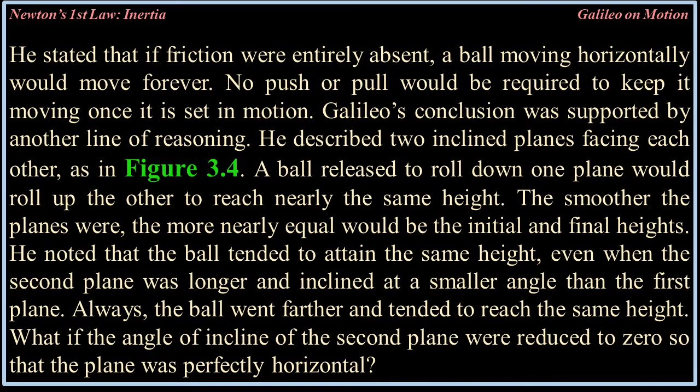He noted that the ball tended to attain the same height, even when the second plane was longer and inclined at a smaller angle than the first plane. Always the ball went farther and tended to reach the same height. What if the angle of incline of the second plane were reduced to zero so that the plane was perfectly horizontal?